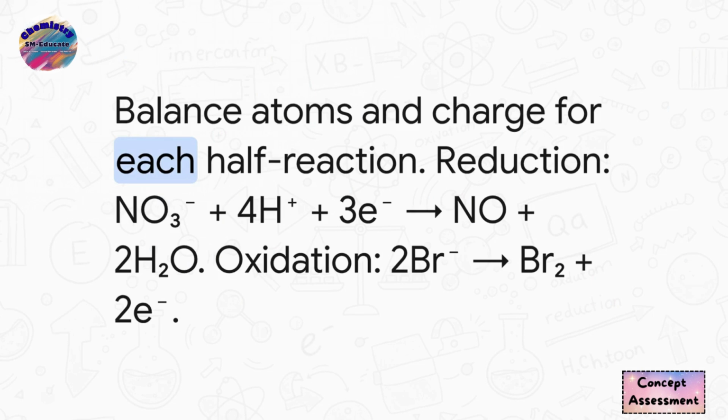The bromide reaction is pretty straightforward. Balance the bromines, then add 2 electrons to balance the charge. The nitrate reaction is a classic acidic solution problem. First, we add water to balance the oxygens. Then we add H+ ions to balance the hydrogens we just added. And finally, we add 3 electrons to balance that overall charge.